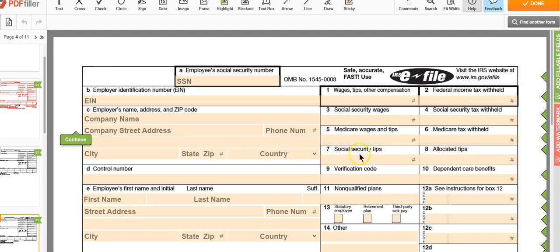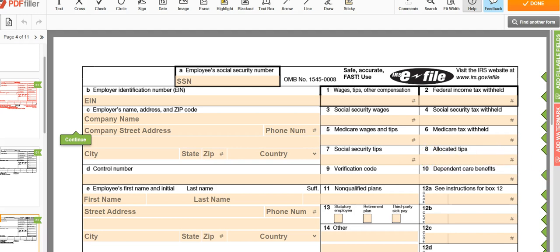Now, Social Security tips in box 7, and that's usually going to be allocated tips in box 8. These boxes are usually for people who work jobs such as waiters and waitresses and things like that. That's a whole other realm of taxes, and their tips get reported a certain way.